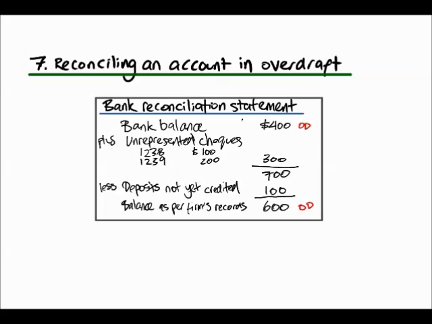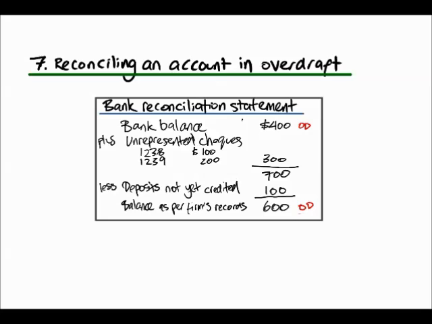So you receive your statement, it says you've got $400, you owe $400 to the bank, and then you need to go through a bank reconciliation process. Now, there's really only one thing you need to do differently if your account's in overdraft. On your bank balance, you just need to put OD next to the bank balance. So OD stands for overdraft.